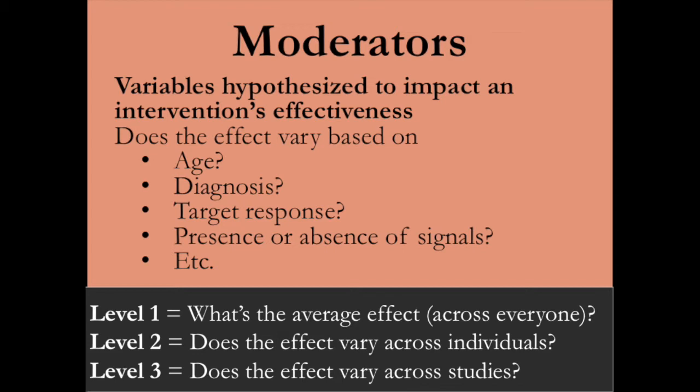Essentially, that variability is saying that the effect size is not the same for everyone, and we want to be able to figure out what things make the effect size bigger or smaller for certain people or for certain studies. Moderators are things that can impact intervention effectiveness, and we can test them to see if those are the source of variability.